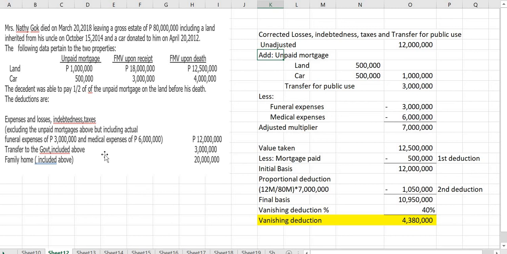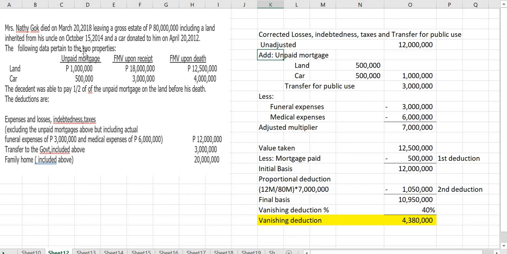Okay, since there is data related to inherited property, then of course you are to compute for the vanishing deduction for as long as it qualifies for the requisites. So before we compute for the vanishing deduction, let's check first which will qualify for the vanishing deduction. So we have two properties, right? We have the land and the car. So if you check the number of years, right?